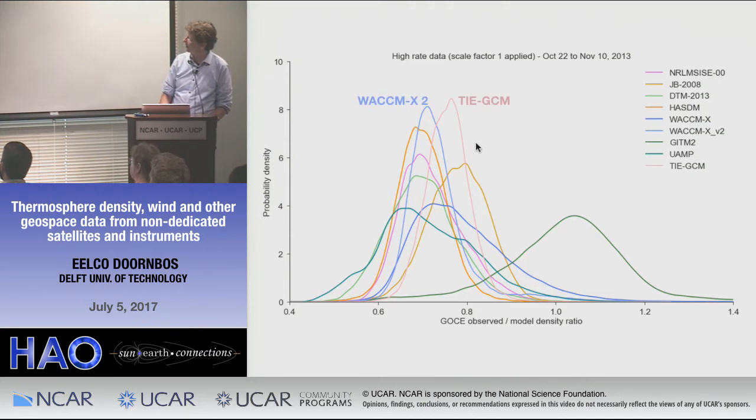You can also compare now the different models. There are lots of colors here. But you can see that WACCM-X2 and TIGCM, the models that were developed here, have the best performance. They show the highest peaks here. So I was very pleased to see that. This other blue line here is the older WACCM-X. So you can see that there's really a huge improvement in the WACCM-X performance.